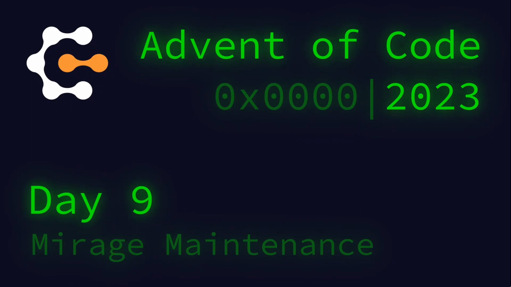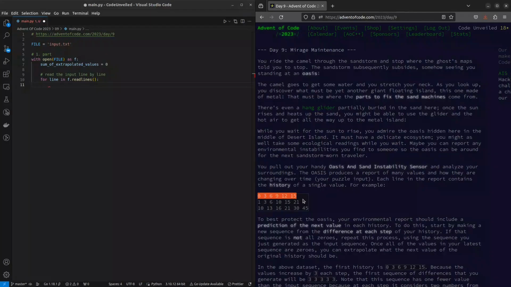Today we are exploring Advent of Code 2023, Day 9, Mirage Maintenance. I am going to show you 30 lines of code which solve it in 30 milliseconds. Let's dive in. Each line in this report contains the history of a single value. We must find a prediction of the next value.